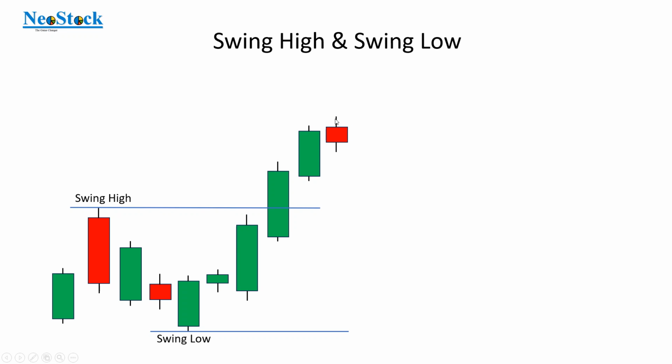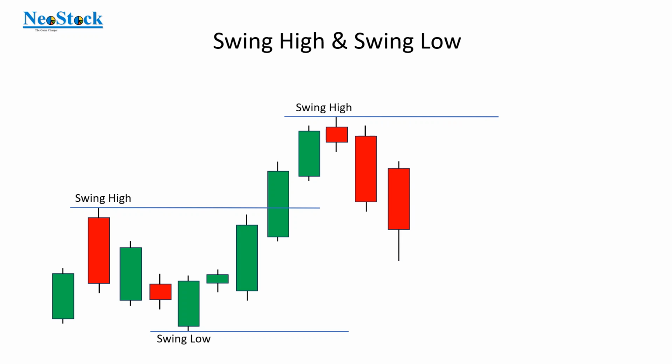And now let us assume from this point onwards, prices are going down. If prices are going down, obviously this is going to be a new swing high. This is the previous swing high, and this is the new swing high. And assume this is the new swing low. From here again prices are going up. So draw a line here. This is the new swing low. So this is how you need to understand.